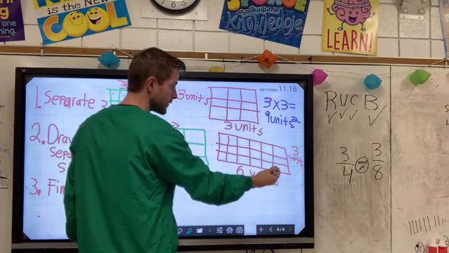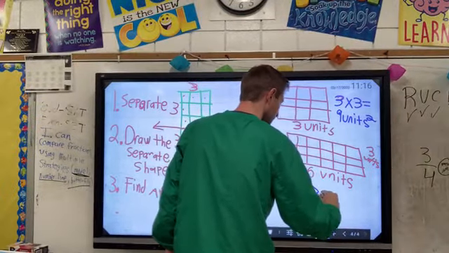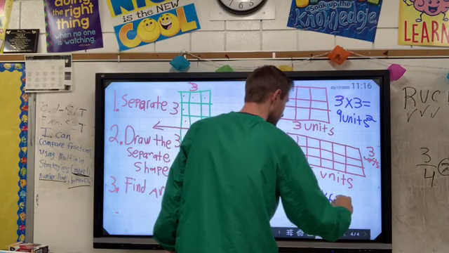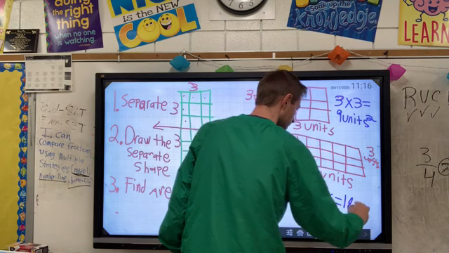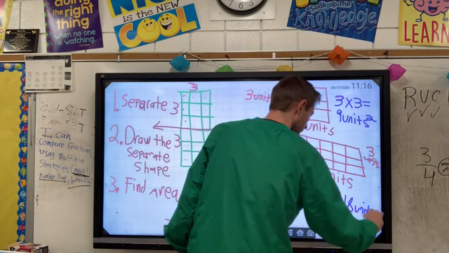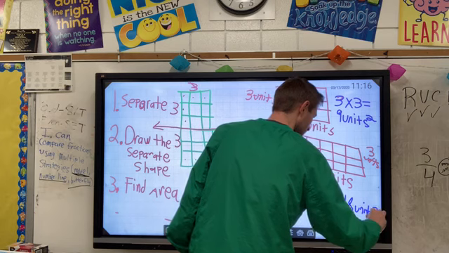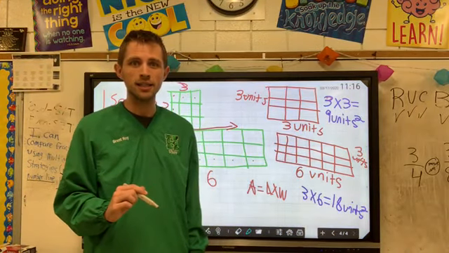We have to find the area for the second one. 6 times 3, or 3 times 6. 3 times 6 equals 18 units what? Squared. Squared. 3 times 6 equals 18 units squared.